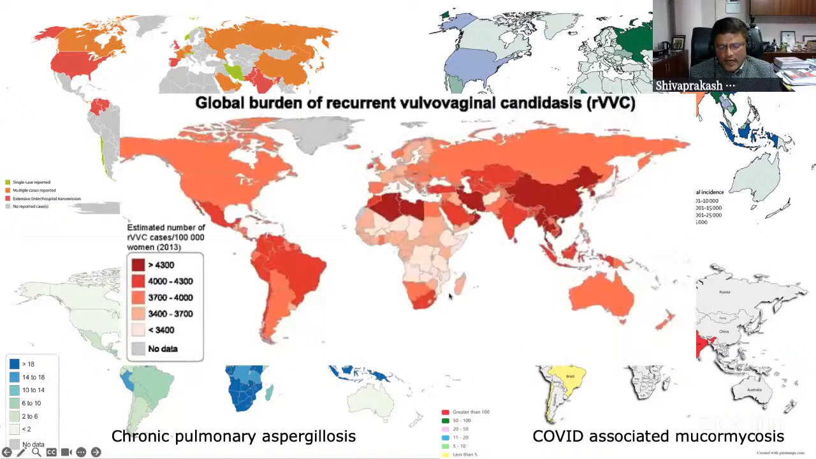And also, nowadays the major problem is vulvovaginal candidiasis. If you look at the incidence, it is really very, very high. More than 4,300 per 100,000 population, meaning in the general population, the incidence of vulvovaginal candidiasis, especially recurrent vulvovaginal candidiasis, is a major problem.